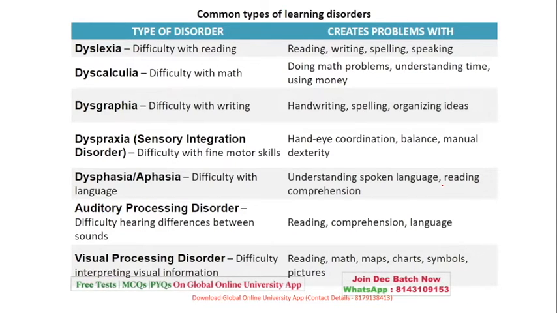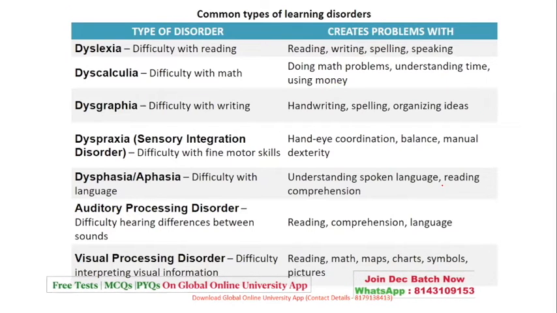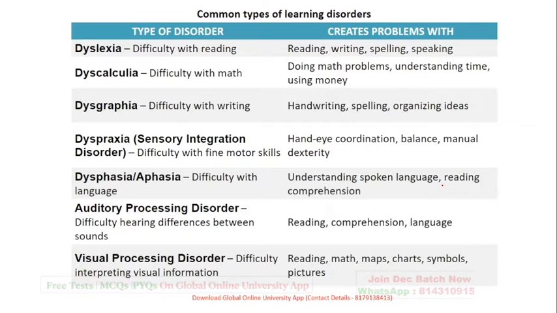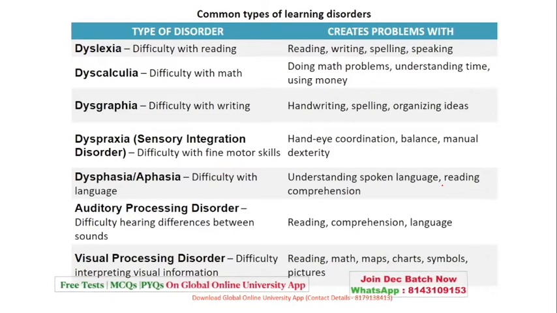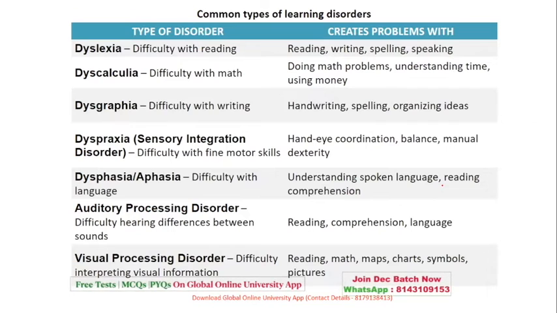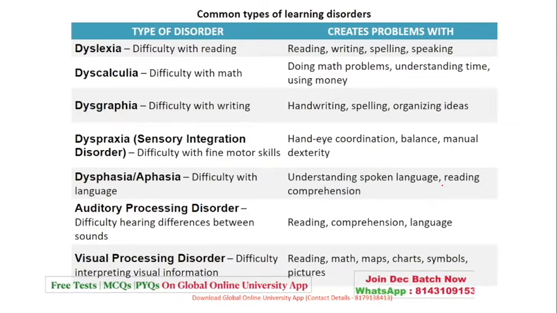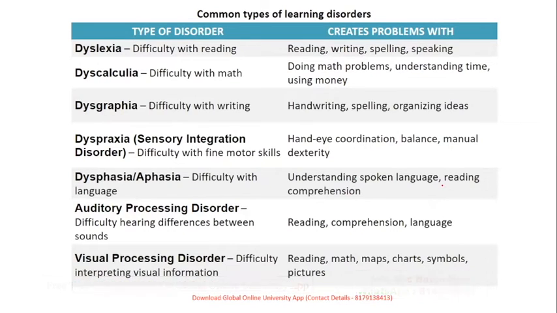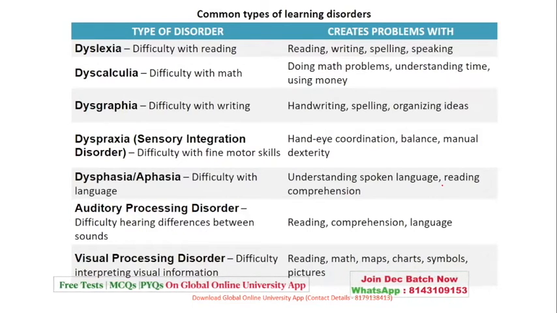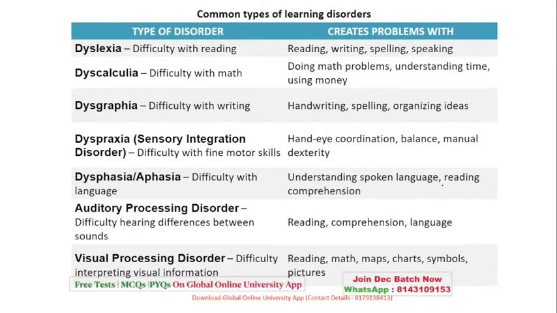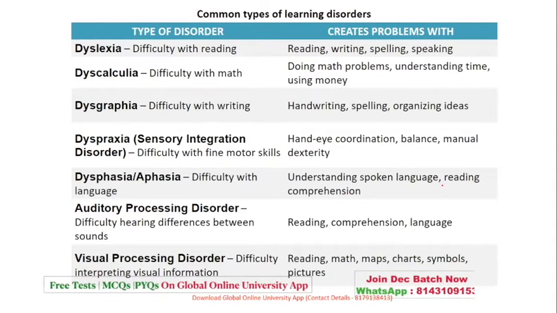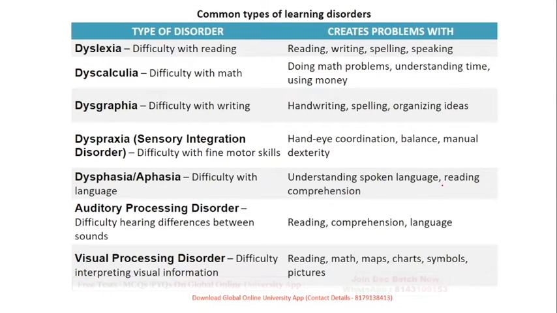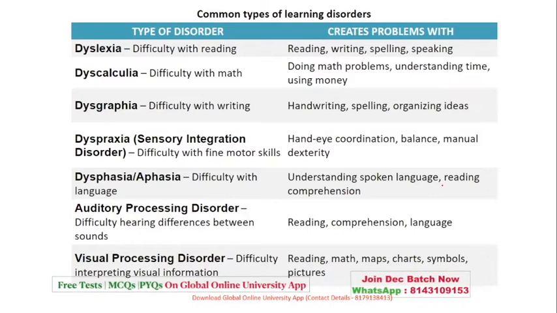We are talking about dyslexia, so that is a reading difficulty. Dyscalculia, so that is basically a difficulty in numbers, that is mathematics. Then you have dysgraphia. Dysgraphia is basically the difficulty with writing. Dyspraxia, or sensory integration disorder, so difficulty with reference to motor skills. Dysphasia or aphasia, that is language.